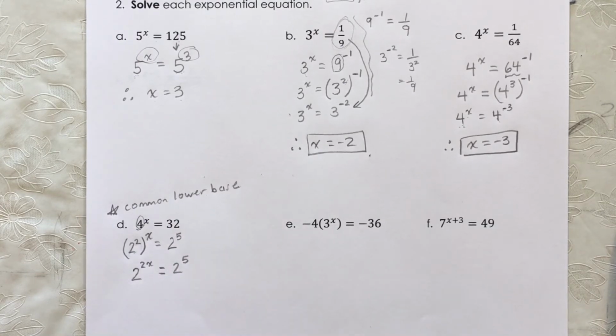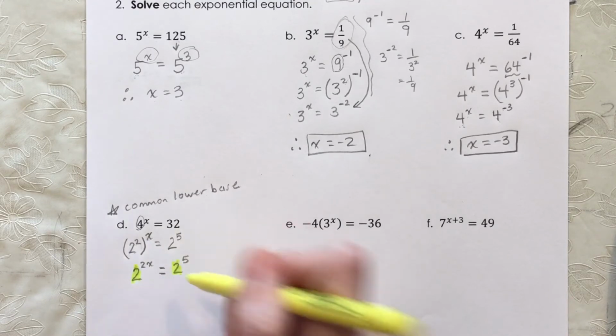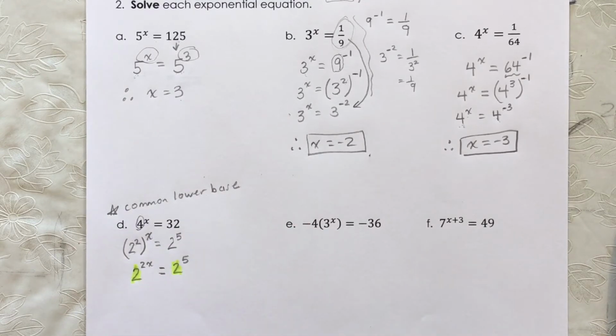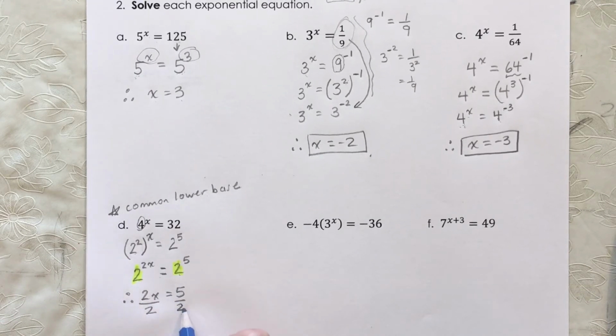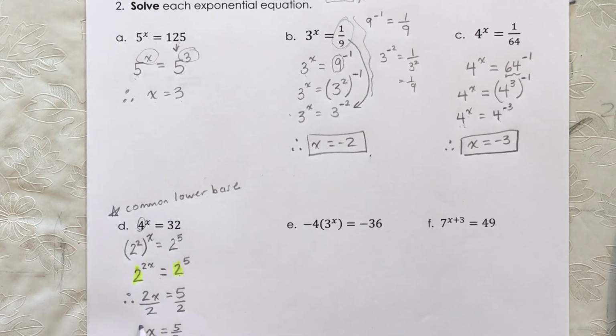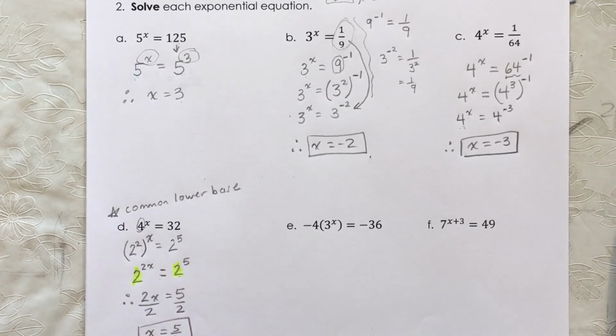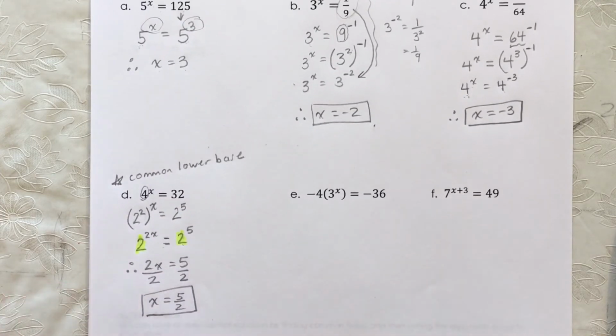So now I have the same base on both sides. It's a common lower base of 2. So if the bases are the same, the only way the equation can be true is if the exponents are also the same. But I'm not going to box up that answer because that's not saying what x is, that's saying what 2x is. So now to get x by itself, I divide both sides by 2. And then I would get x equals 5 over 2 as my solution.